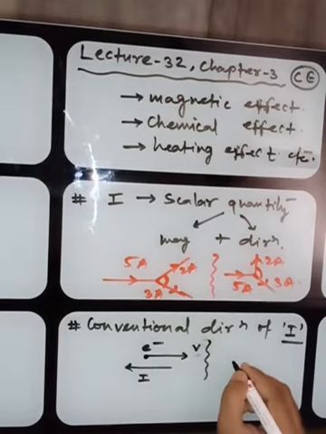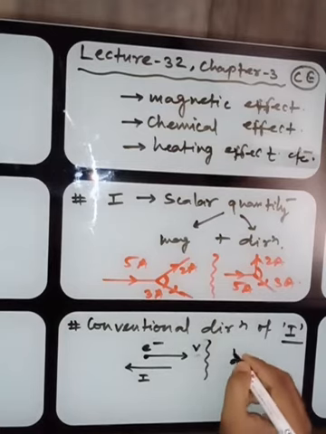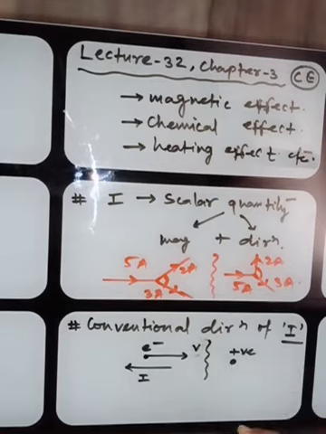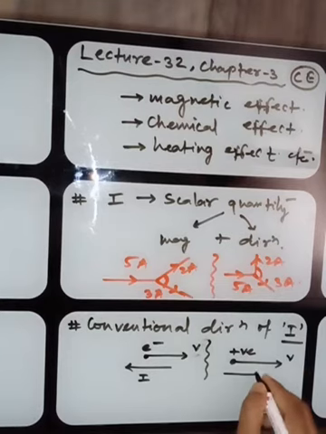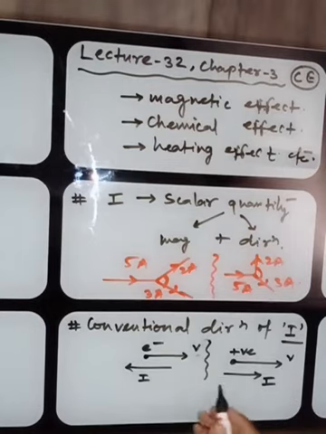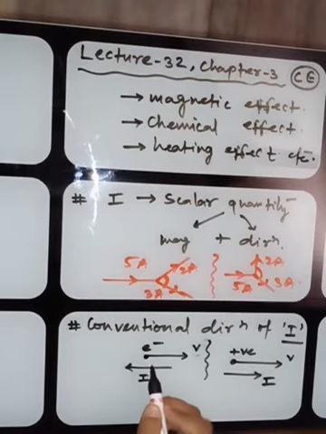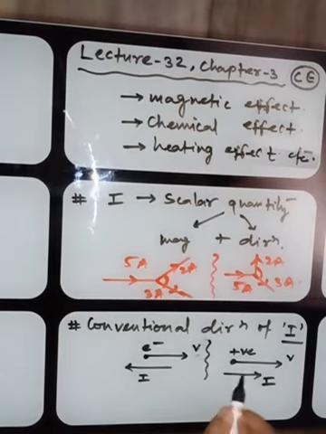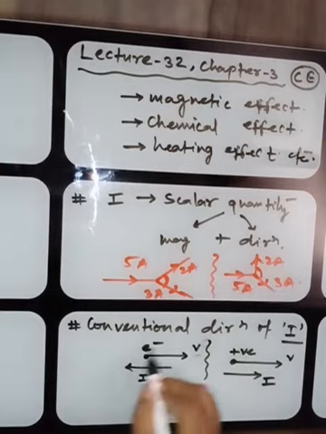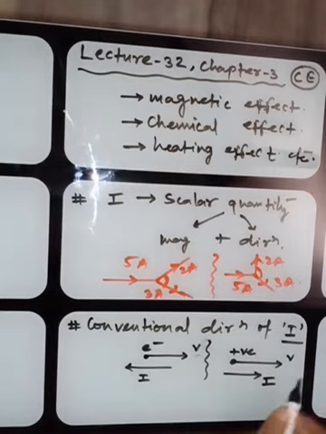If you talk about the positive ion, which is also responsible for electric current, we'll study that. If the positive ion is moving in this direction, this is the direction of velocity, then current will be in this direction also. Remember, it means the conventional direction of current we study is opposite to the flow of electron and in the direction of flow of positive ion. So this is the conventional direction.